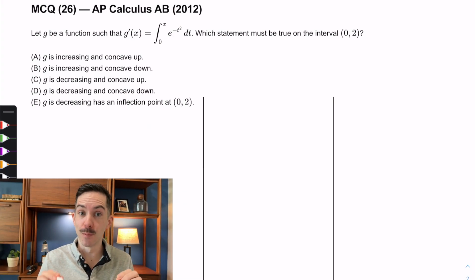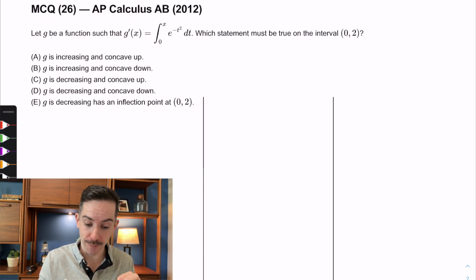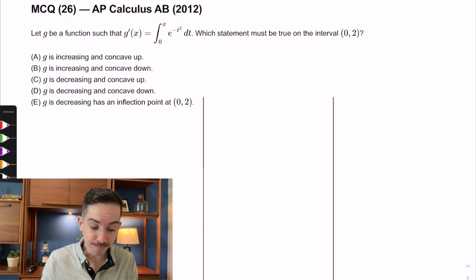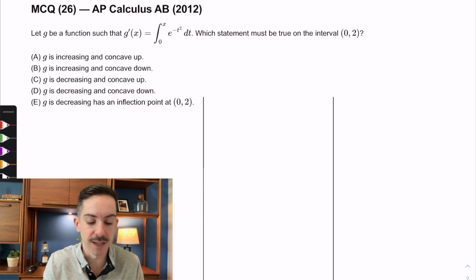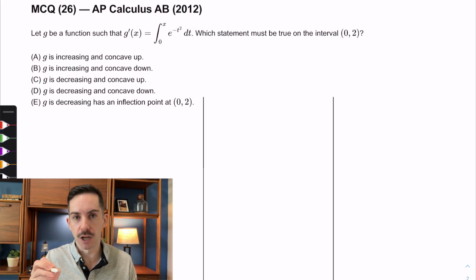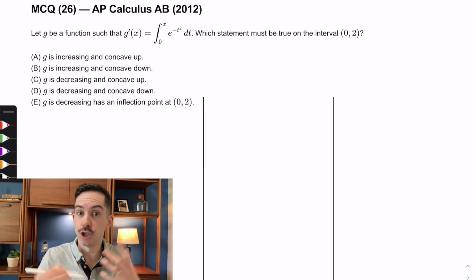Problem 26, you'll remember, is the one I flagged as being kind of tricky. So let's pay close attention here. We are given a function g, but really we're given its derivative g prime, which is defined to be this integral of this kind of nasty looking exponential function. And we're being asked which statement is true. If we look at all of these statements about g, we're being asked, is g increasing or decreasing? Is g concave up or concave down, in all these different combinations of what could be going on?